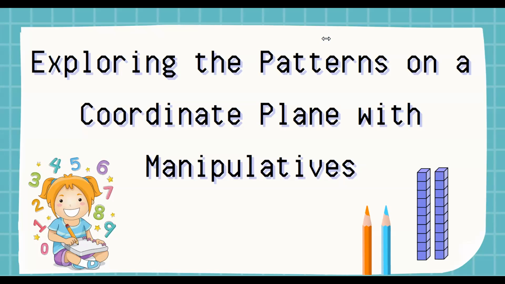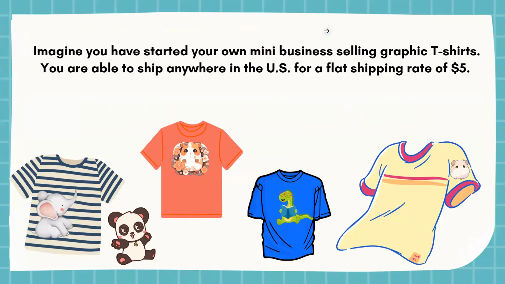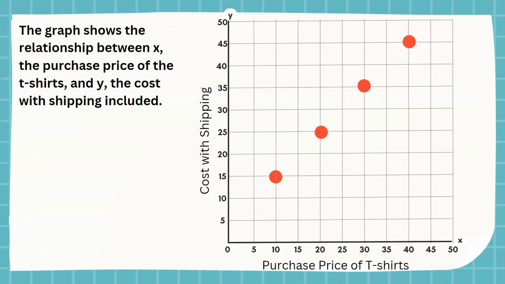We'll be diving into the world of patterns on a coordinate plane using manipulatives. Imagine you have started your own business selling graphic t-shirts. You are able to ship anywhere in the US for a flat shipping rate of $5. The graph shows the relationship between X, the purchase price of the t-shirts, and Y, the cost with shipping included.